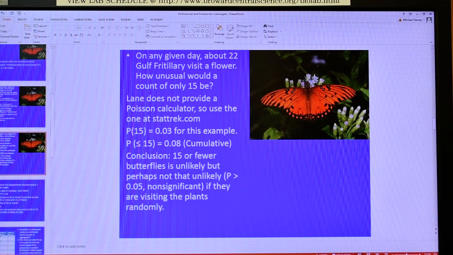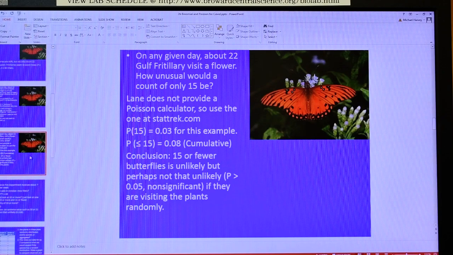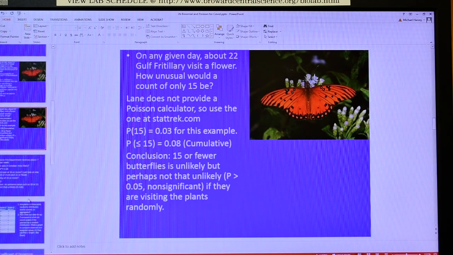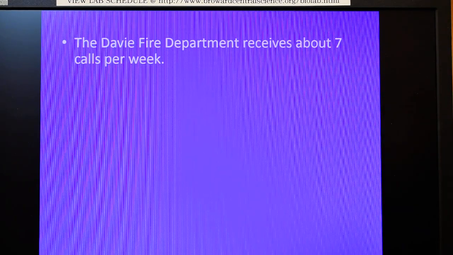Usually, if the probability is greater than 5%, we don't reject any null hypothesis we might have. That's just looking at one end of the distribution. If you wanted to figure out how likely an extreme score is, then we need to add those two. I don't think we need to belabor that too much. I want to look at some other examples of typical Poisson problems.